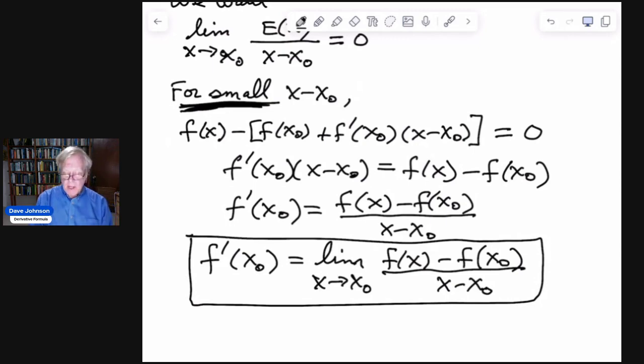So again, we haven't derived the derivative. We've shown the connection between the derivative and linear approximations for functions of one variable.